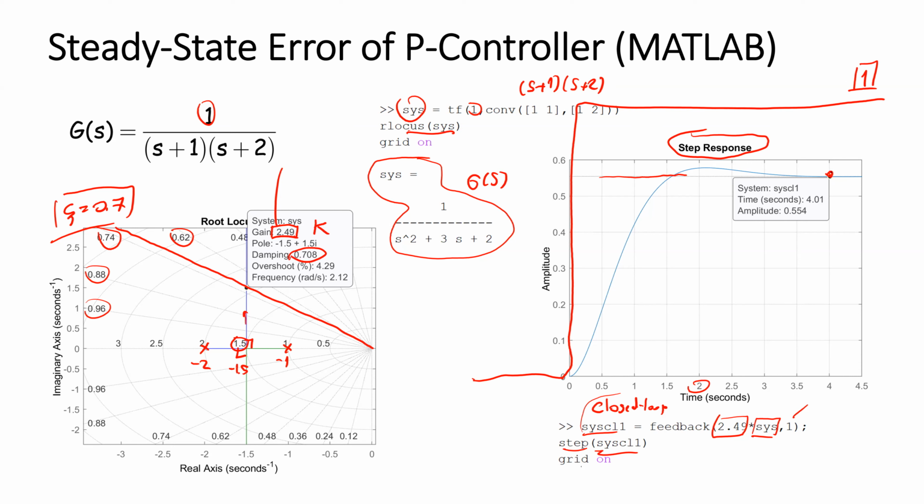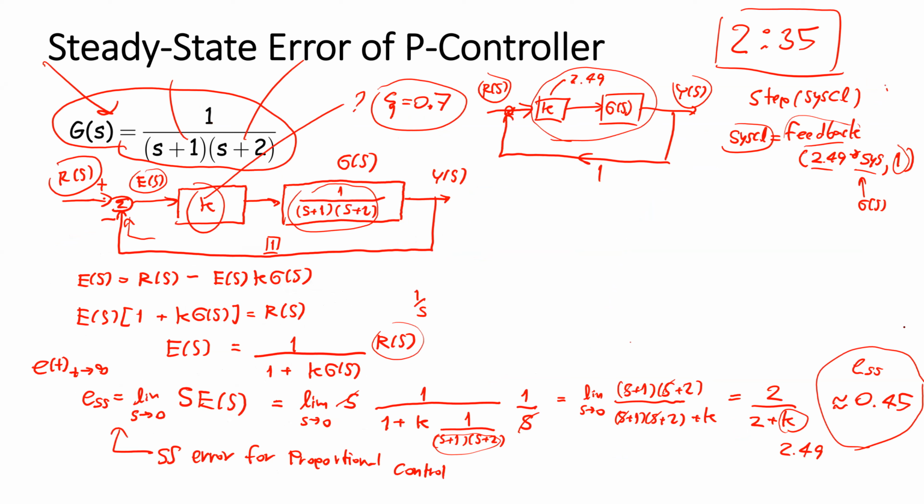But the steady state value of this response is just 0.55. The error is equal to 0.444, about 0.44, 0.45, which agrees with our derivation of the steady state error.